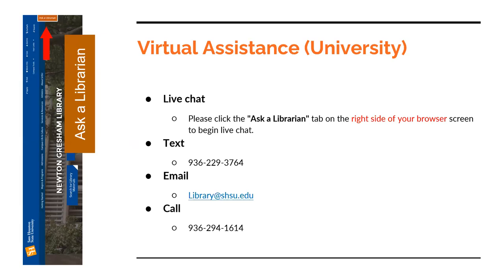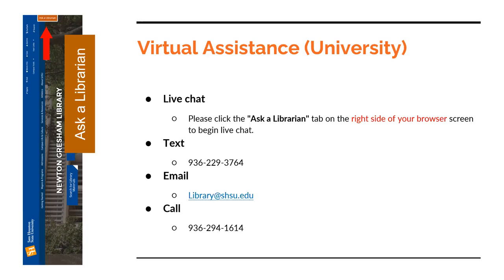First up are university level services. The primary service to mention at the university level is the virtual assistance available. So whether you need help locating a particular item, finding something on the website, or utilizing a service, you can get immediate assistance by either live chatting, texting, emailing, or calling the library. The live chat is the most popular mode, and it's available even on weekends.